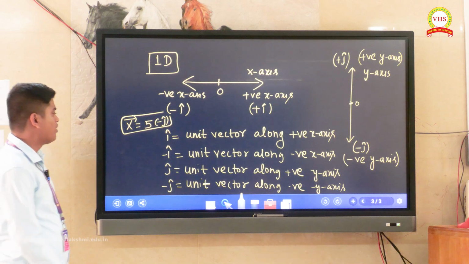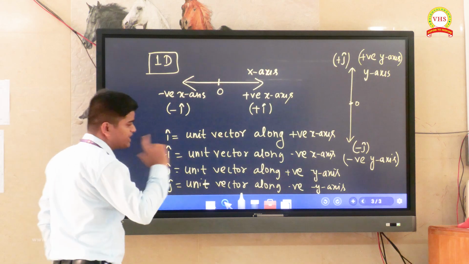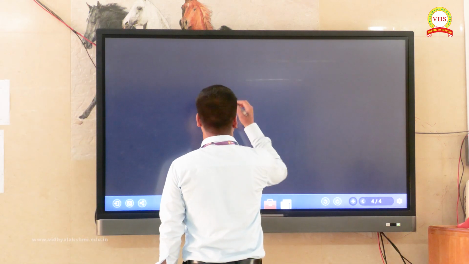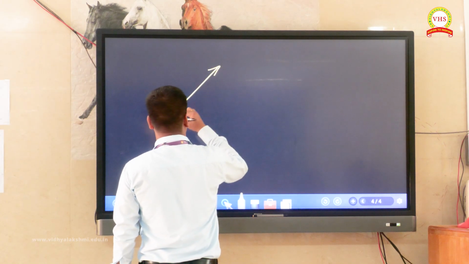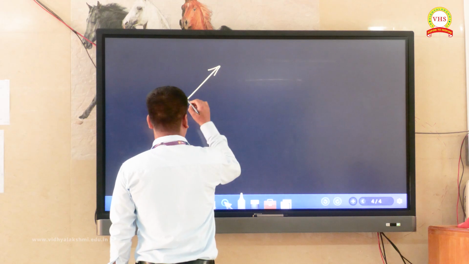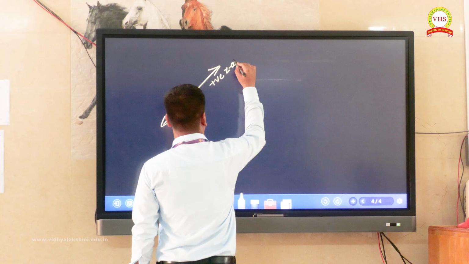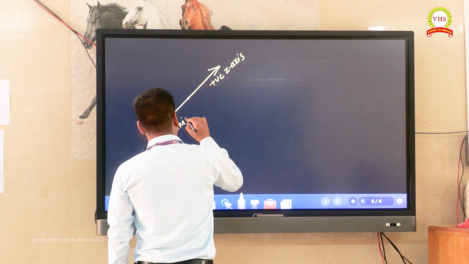No doubt. Now next another unit vector we have. So that is basically about z axis. So z axis you try to understand here. So let me write here x y z, right? Let me write this way z axis. Okay. So suppose I am telling this is positive z axis. This is your negative z axis.